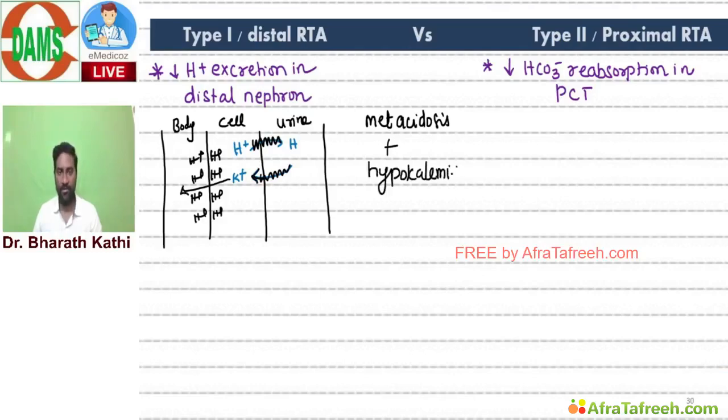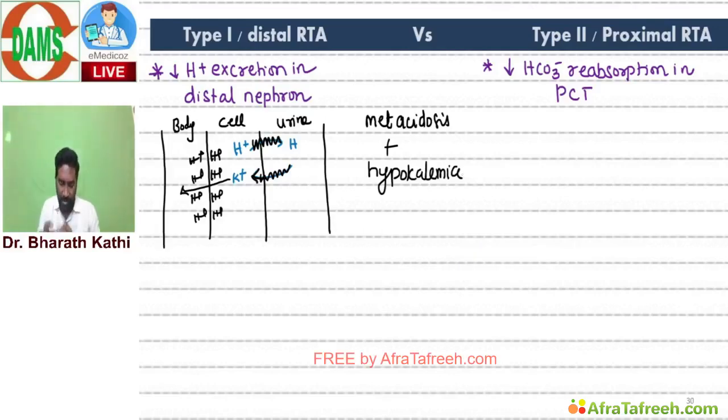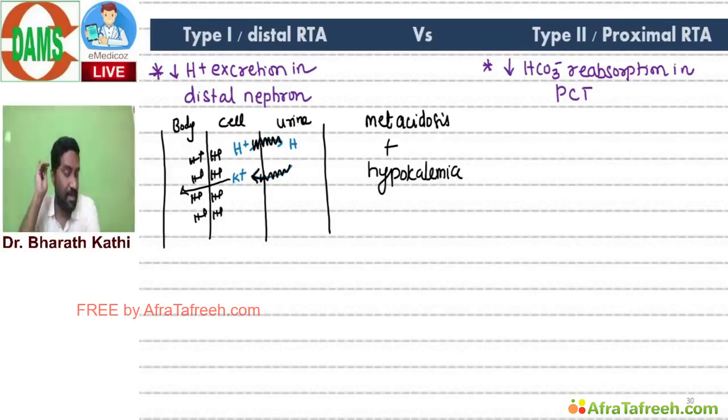In simple words, normally K plus should come in, H plus should go out. Now that is blocked. So H plus will stay in the body, resulting in metabolic acidosis. K plus will not come into the body, so K plus can reduce in the body, resulting in hypokalemia.